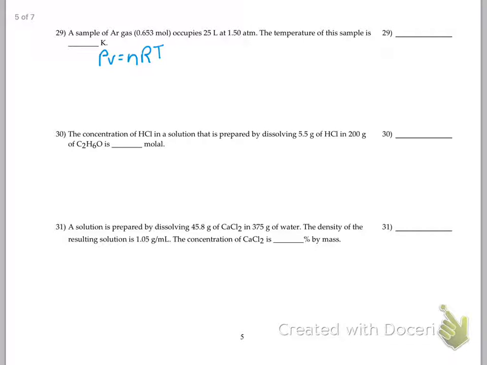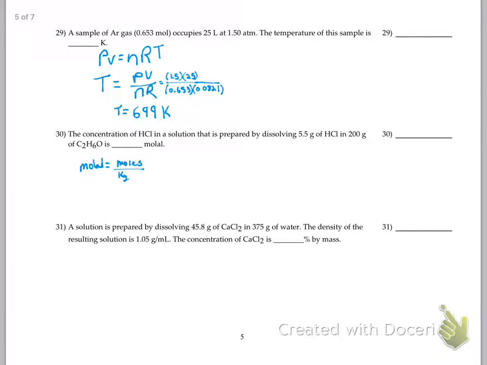Next we have the infamous ideal gas law, and we're going to be solving for temperature. PV over NR. We have to remember to keep our units correct, so we need to be in liters, atmospheres, so we can calculate the number of kelvins, and recognize what unit of R we're going to be using. That's 699 Kelvin, that's pretty hot.